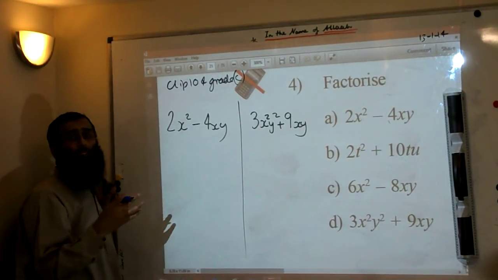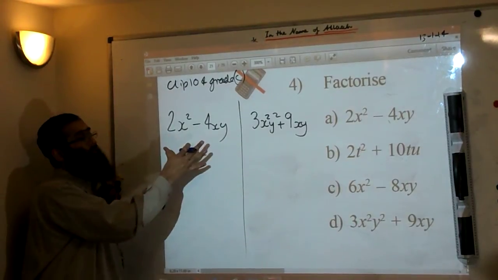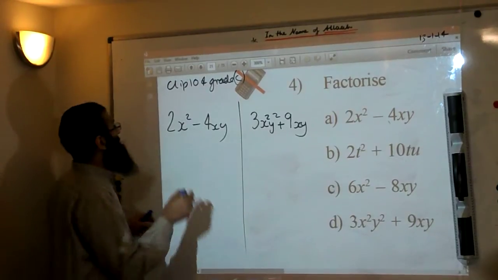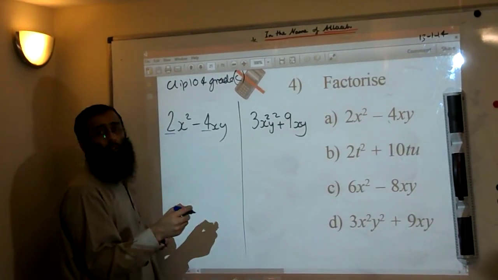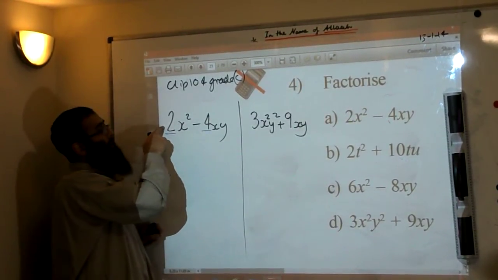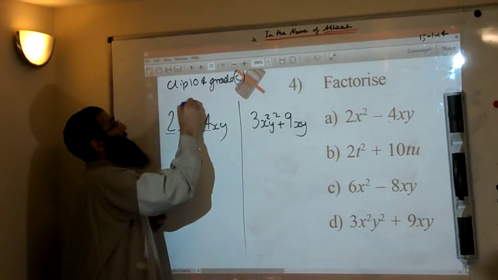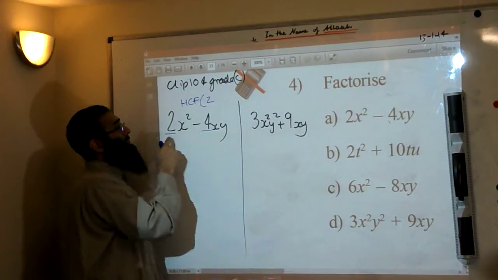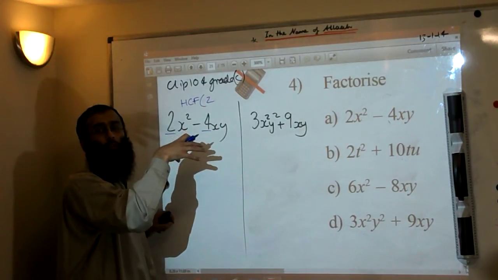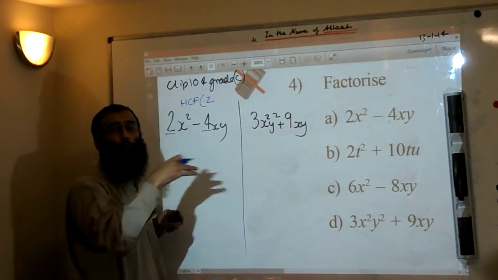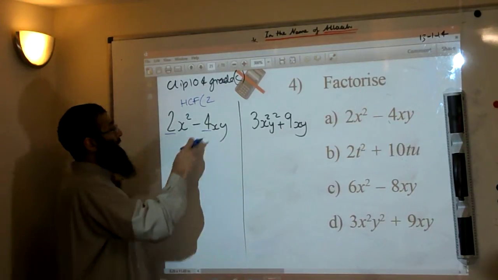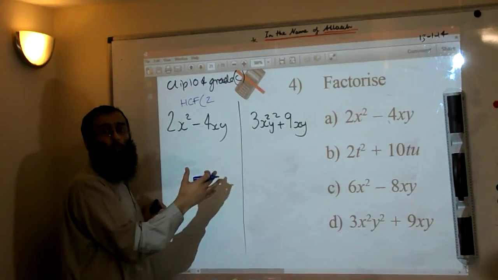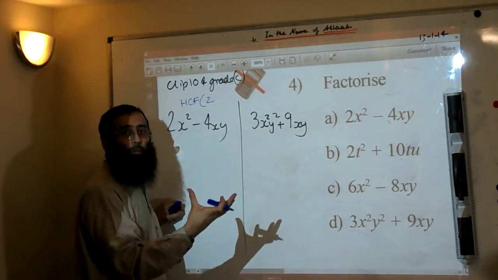We need to think, before we start splitting the question up, what are the common factors that we can see with our eyes? So we look at the numerical parts first. We have a 2 here and a minus 4 here. What is the highest common factor? The highest common factor they both have inside them is a 2. Minus 4 is made up of minus 2 times by 2. It has a 2 in there. So we know that the 2 and the 4 can be factorized by taking a 2 out of them.